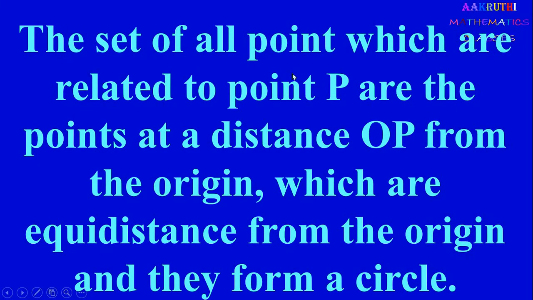Next we consider the set of all points which are related to point P: they are points at a distance OP from the origin. So it is OP equal to OQ, then only (P, Q) belongs to R. So therefore all the points related to P are at equal distance from the origin and they form a circle. So therefore any point related to P always forms a circle with radius OP and center at the origin. Therefore all the points related to P form a circle.